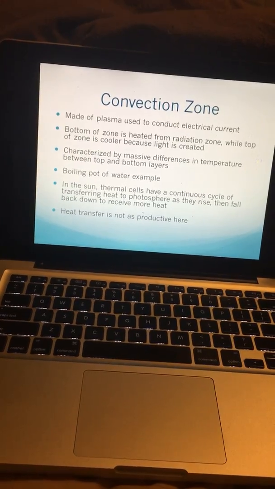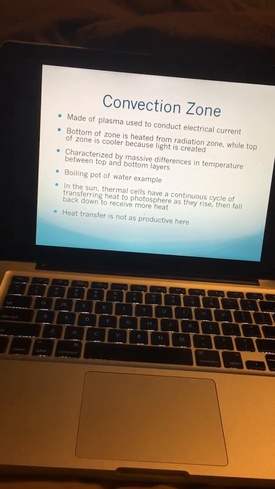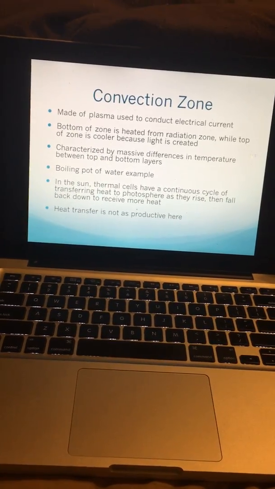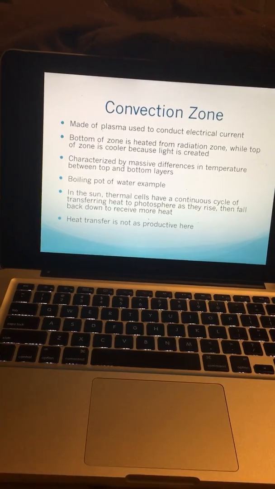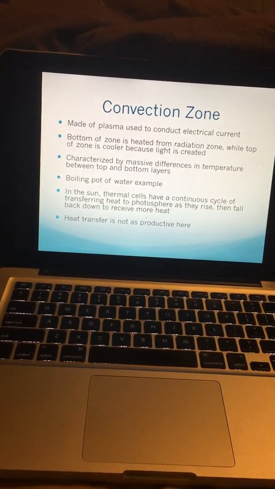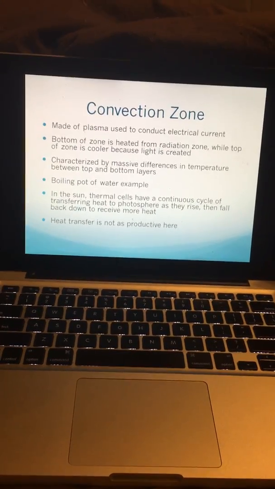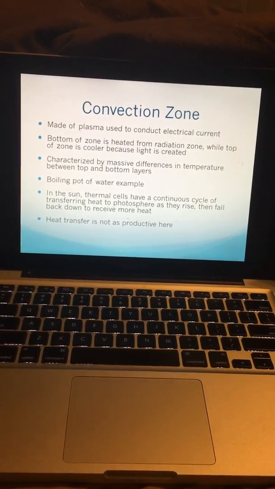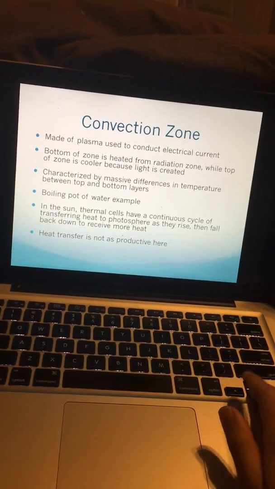This explains the process of convection and how it transfers its energy in the form of heat from the radiation zone to the far edge of the convection zone. Thermal cells have a continuous cycle of transferring heat out to the photosphere as they rise, then falling back down, receiving more heat to then rise again. However, the heat transfer in this layer is not as productive as what is seen in the core and the radiation zone.